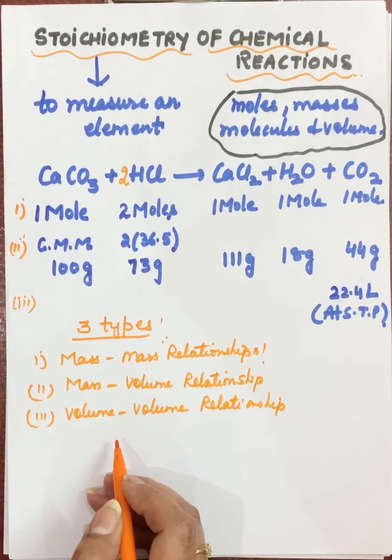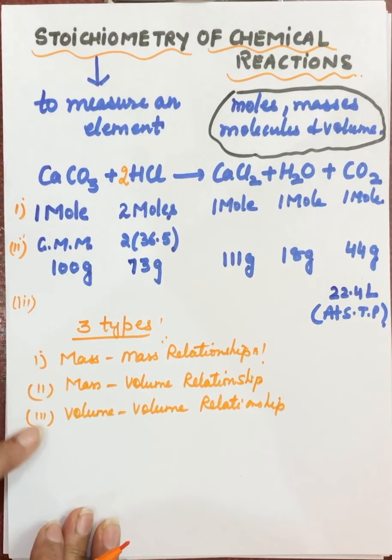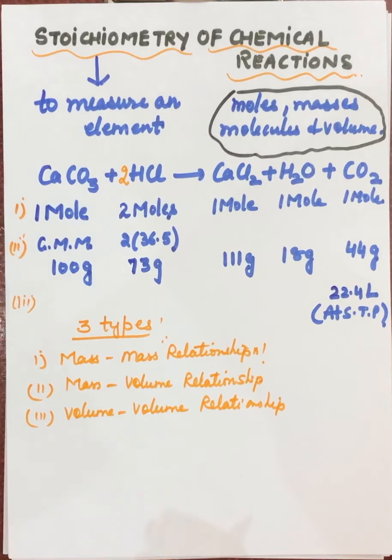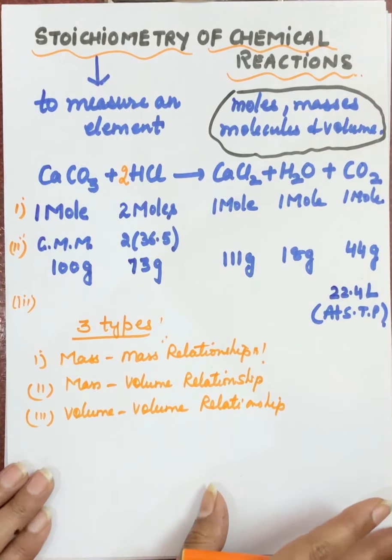So the calculations or the numericals based on stoichiometry are divided into the three types. So first we are doing the numericals based on the mass-mass relationship. We are taking the masses only of the reactants and the products here. The first numerical in this part.